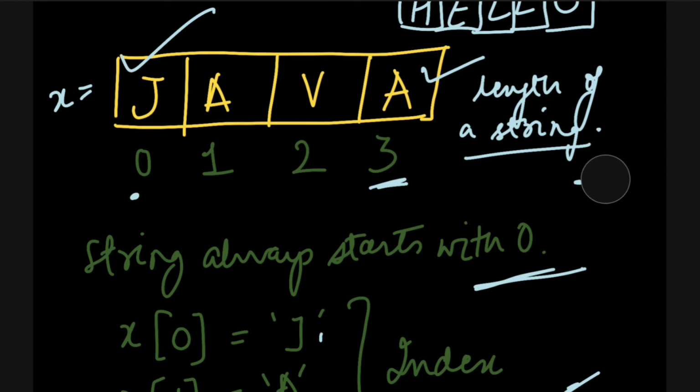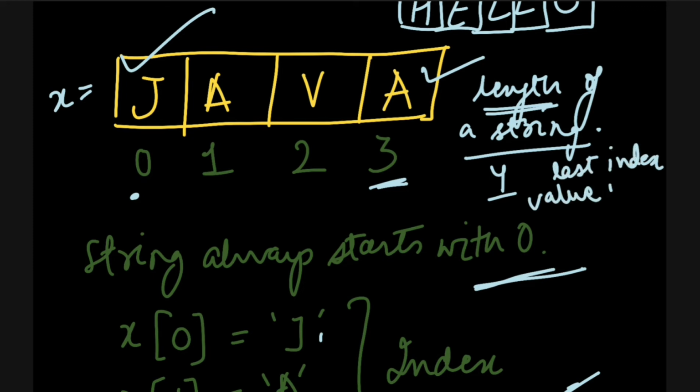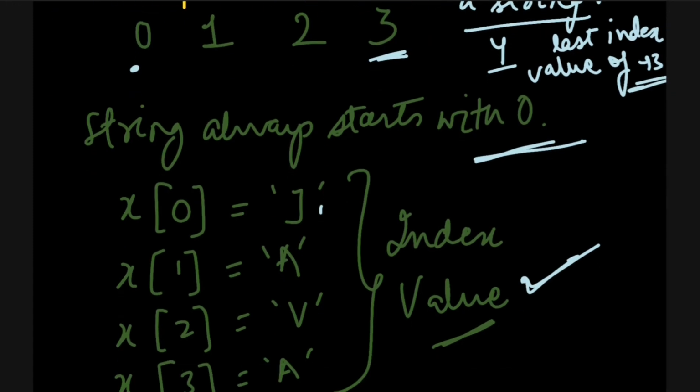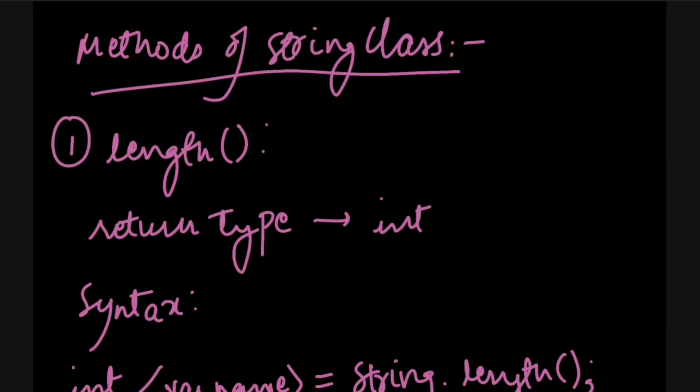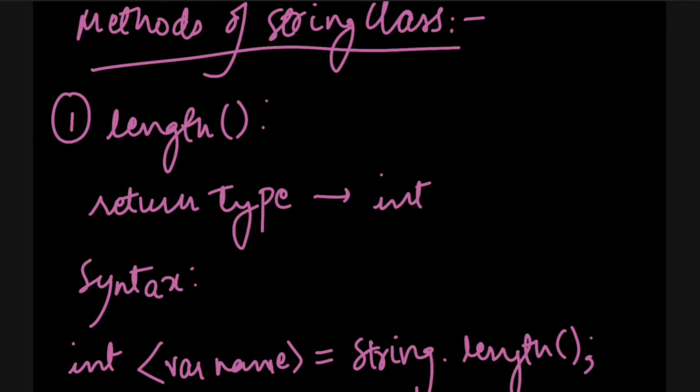So in this case the length of the word Java is 4, but the last index value of it is what? It is 3. It will always be 1 less than the length of the string. Now, methods of the string class. So today we'll be studying 3 methods which are very, very important methods, and we will have to use them quite often.